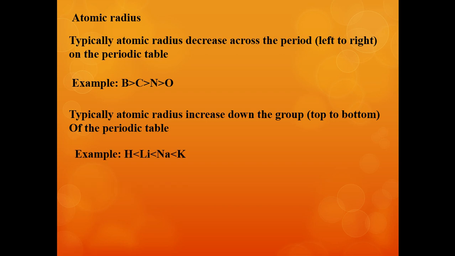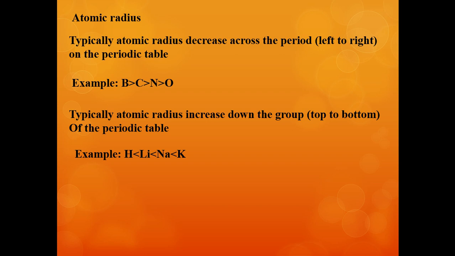Atomic radius, if you look at the periodic table holistically, typically, and when I say typically, I literally mean it, because there are some exceptions, and we probably will not get into those exceptions because that will cause more confusion. So we're going to look only at cases where there is no exception. Atomic radius typically decreases across the period, which is left to right. Period is rows, groups are columns. And then atomic radius typically increases as you go down the group.